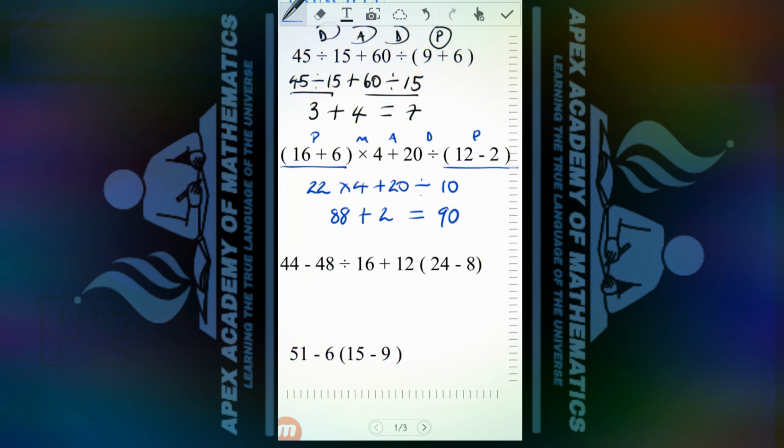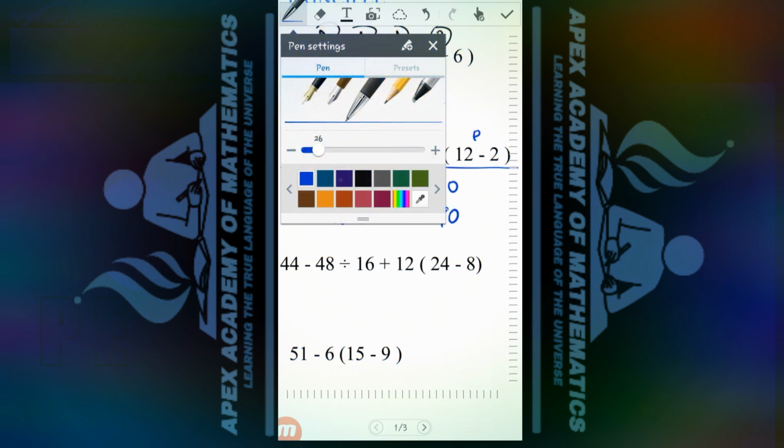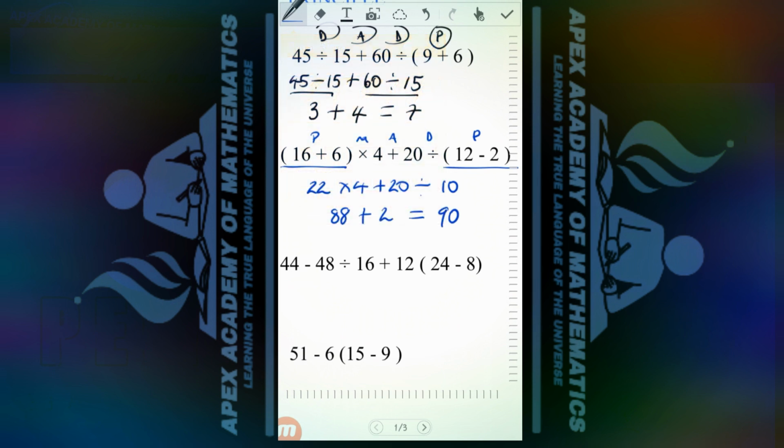Alright, good. So we're going to move on now to doing the third one here. So we have 44 minus 48 divided by 16 plus 12, open bracket, 24 minus 8. Now this has two approaches, so we've got to be very careful in this part of the problem. So let's jump into it. First, we identify the signs that we're working with. So we have subtraction, we have division, we have addition, and we have parenthesis.